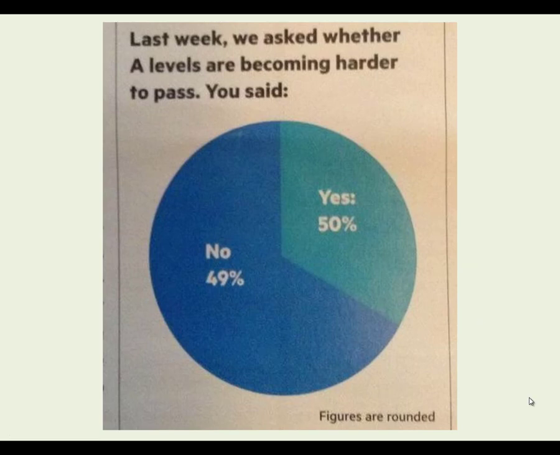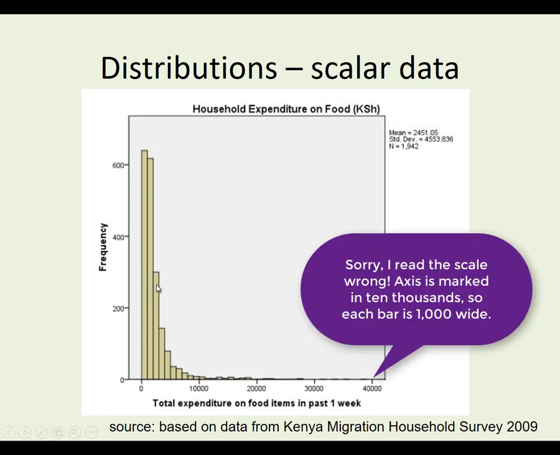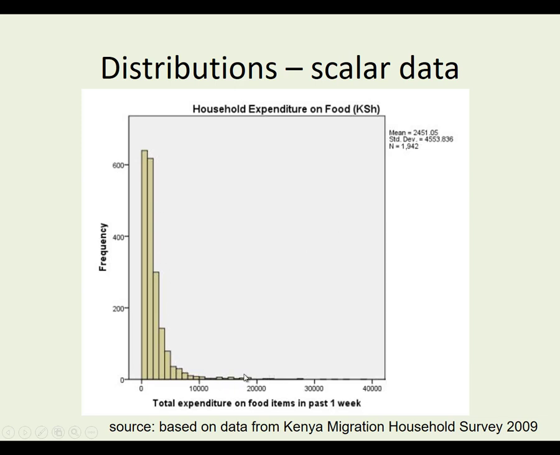Now let's move on to some scalar data, and the scalar data we could look at is the Kenyan household survey data on expenditure on food items. So here we've got a histogram, here's thousands of Kenyan shillings. There are 10 here, so each one is 100. So that 0 to 100 is the most popular category with over 600 households. Then 100 to 200 has over 600 again. And it gradually falls away like this. There are a few households here with much higher expenditure on food.